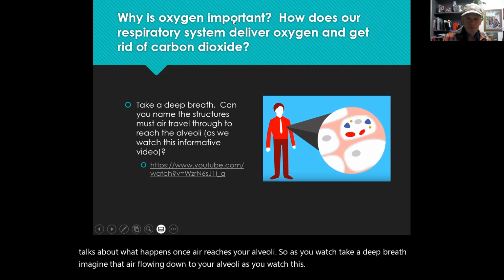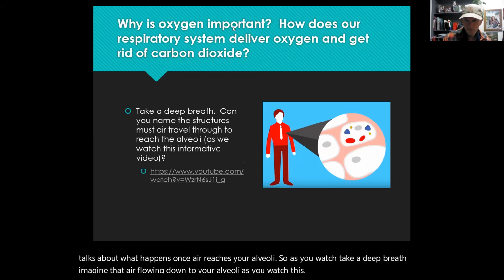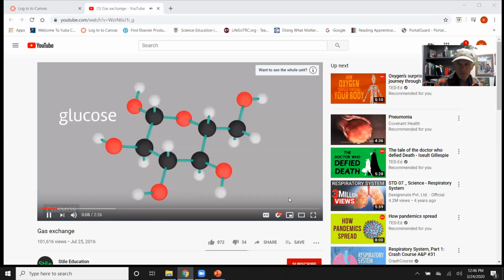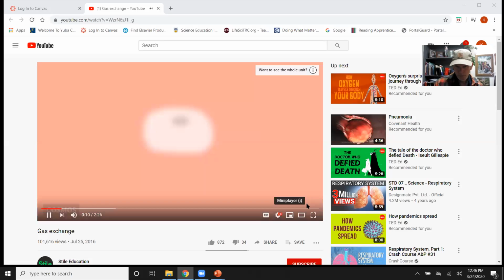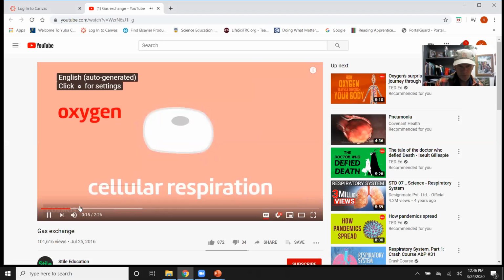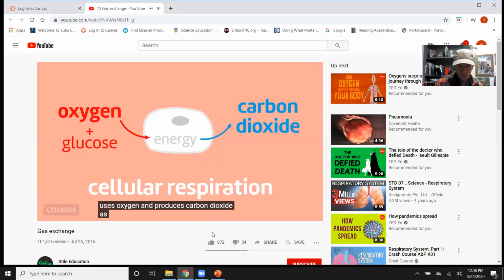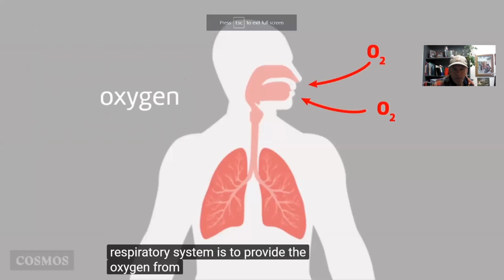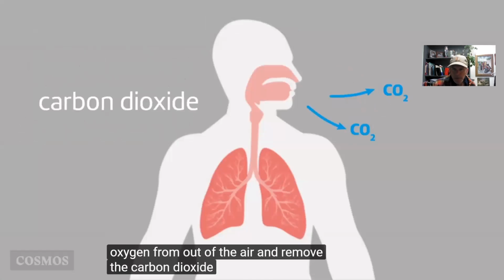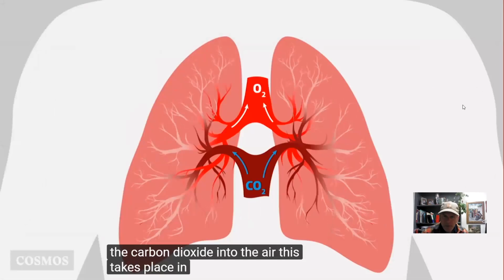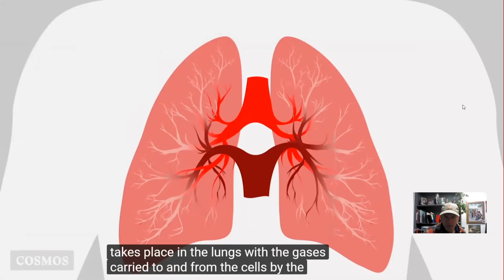Gas exchange. All of our cells need energy. They get it by breaking down glucose, a simple sugar we get from food. This process, called cellular respiration, uses oxygen and produces carbon dioxide as waste. The main function of the respiratory system is to provide the oxygen from out of the air and remove the carbon dioxide into the air. This takes place in the lungs, with the gases carried to and from the cells by the bloodstream.